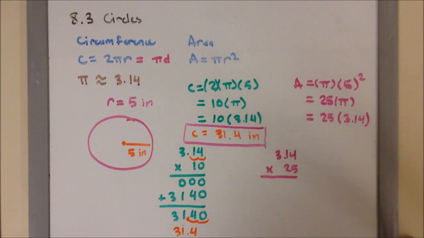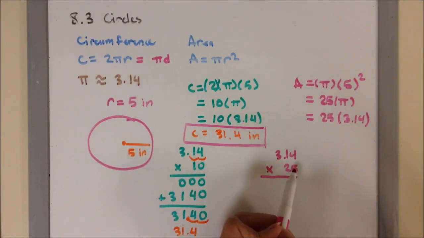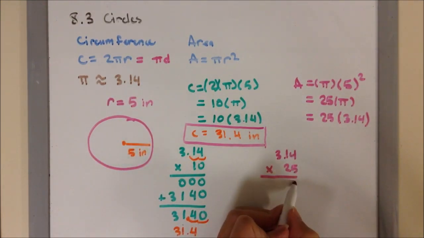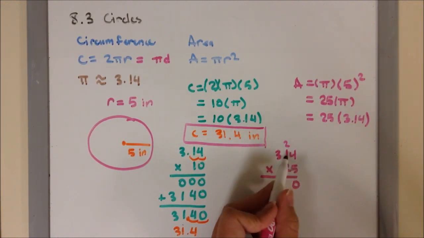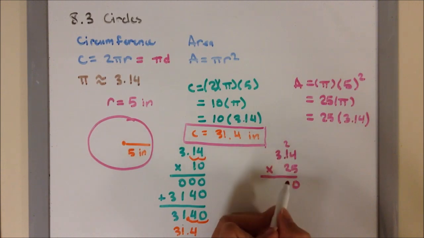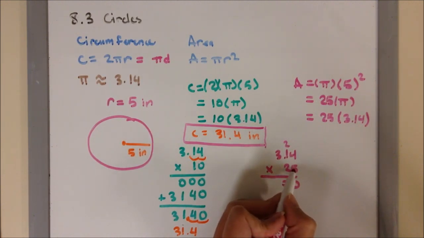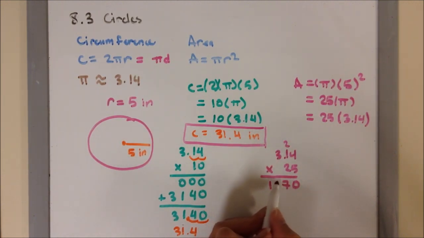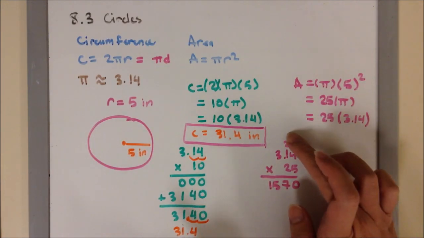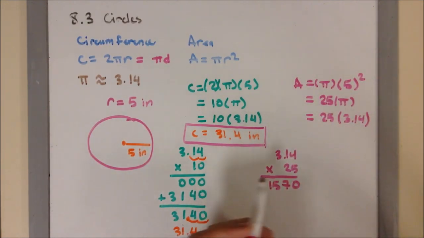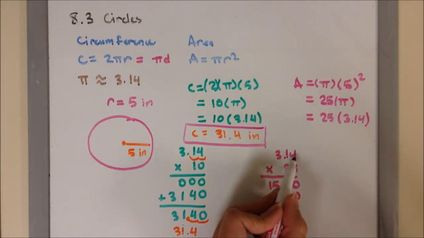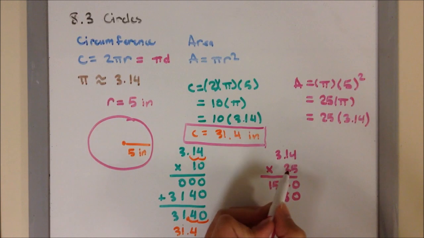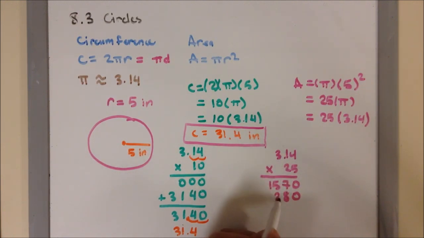Alright. So same work as what we did here. 5 times 4, that's 20. Carry the 2. 5 times 1, that's 5. Plus 2, that's 7. 5 times 3, that's 15. Alright, now I'm done with the 5, I'm working with the 2. So I'm going to skip a space or add a 0 here. 2 times 4, that's 8. 2 times 1, that's 2. And then 2 times 3, that's 6.